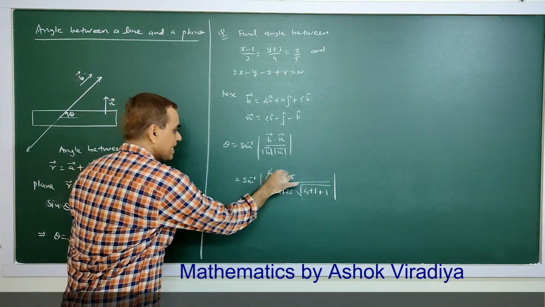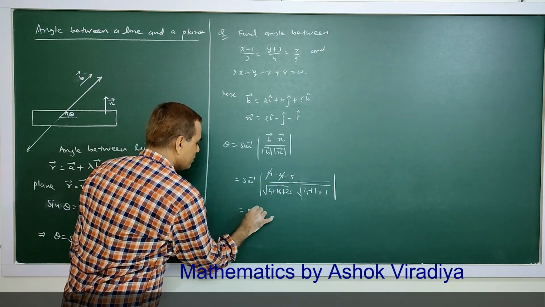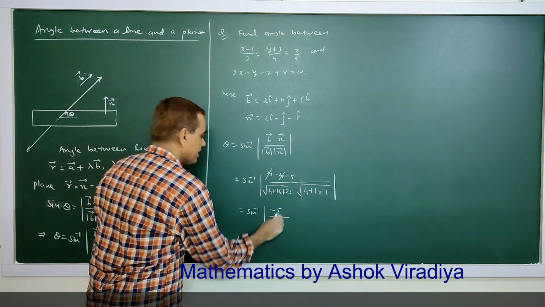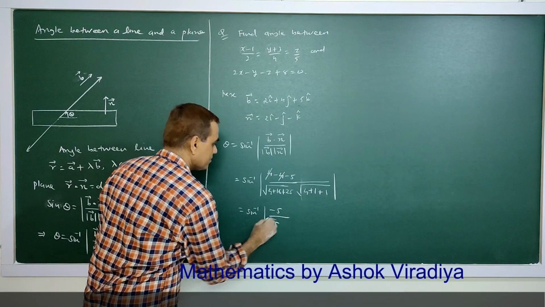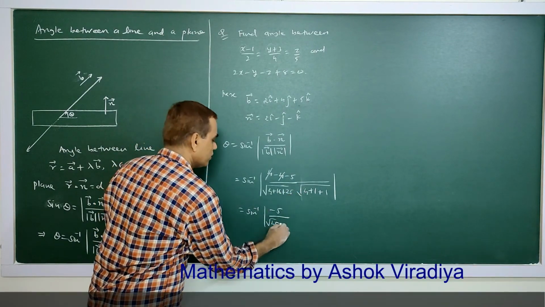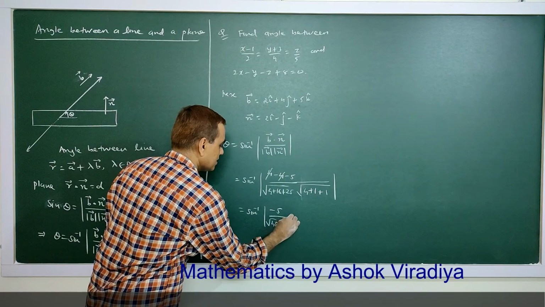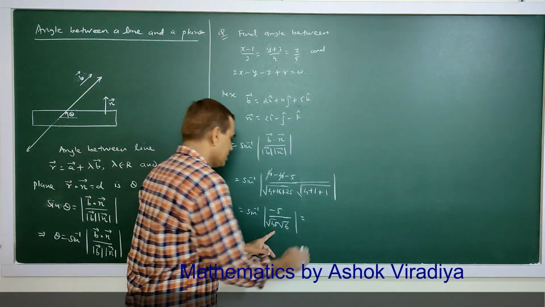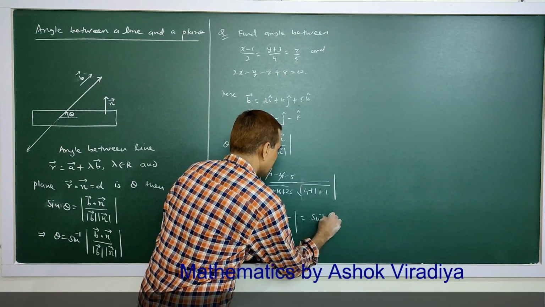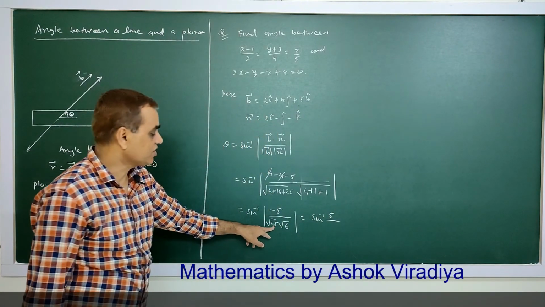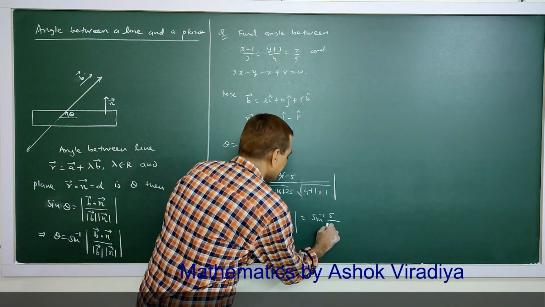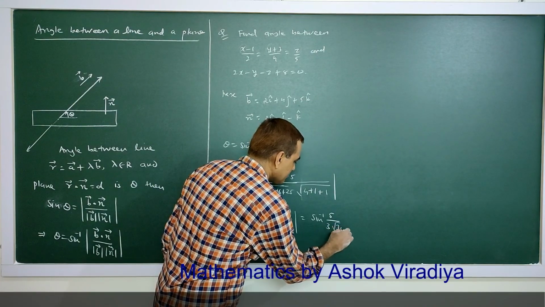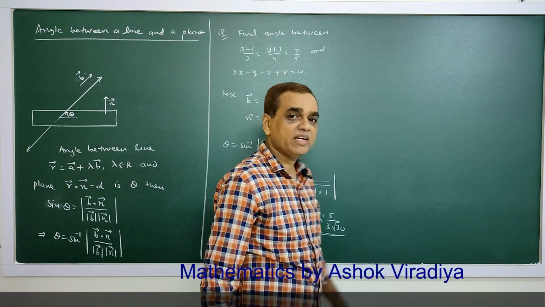So this 4 is cancelled. So sine inverse modulus of minus 5 upon, it is root 45 into root 6, that is, this is sine inverse 5 upon, now root 45 is 3 root 5, so 3 into root 5 into root 6 is root 30. So this is angle between line and plane.